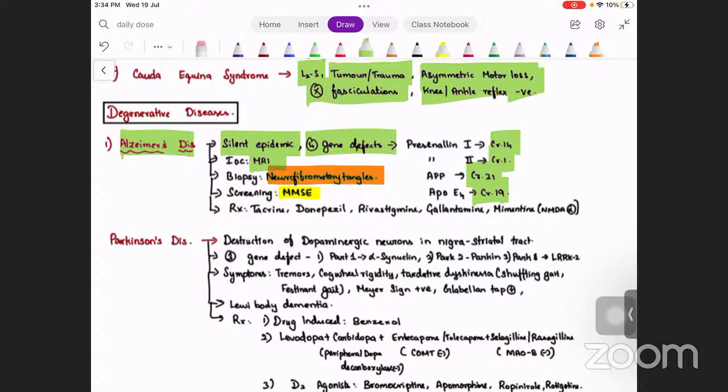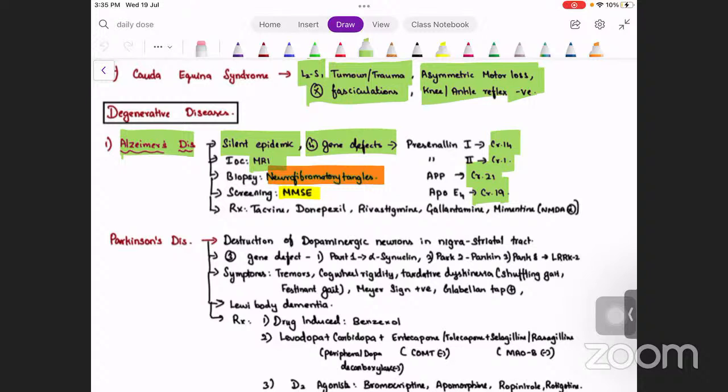So these are the important highlights you have to know in terms of Alzheimer's, people. What are they? Investigation of choice, MRI. Screening is MMSE. Biopsy is neurofibrillary tangles. And it is a silent epidemic with the four gene defects: Presenilin 1, 2, APP, ApoE4.